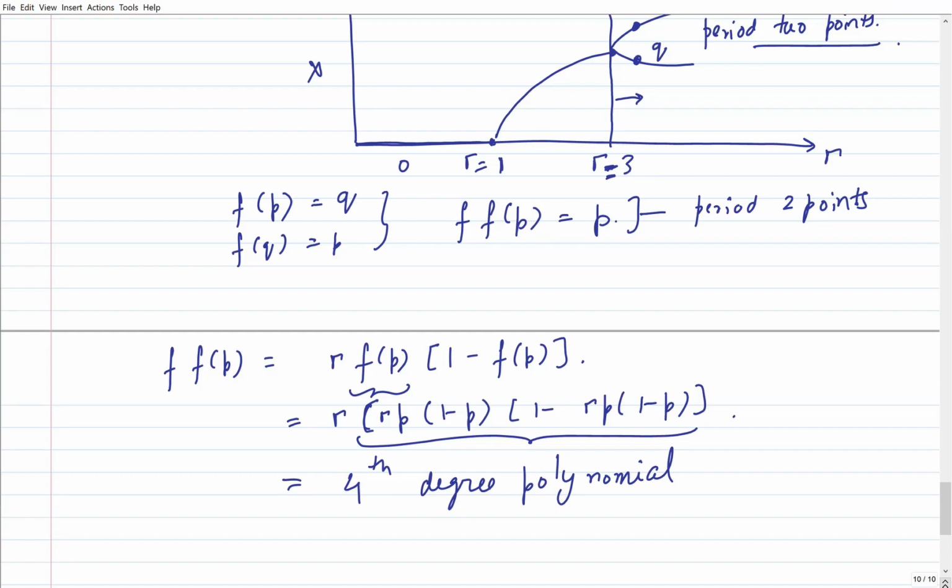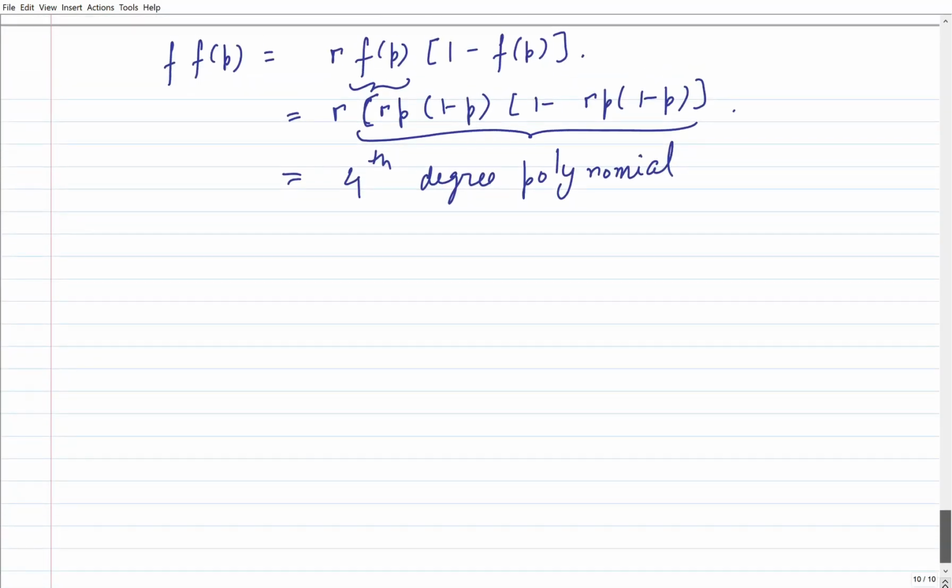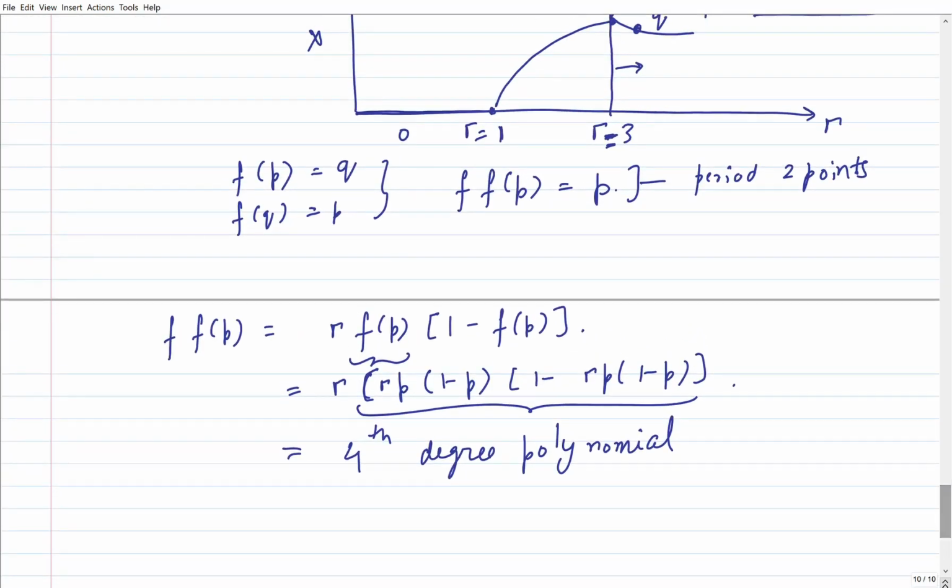Which is in general, I mean, we can solve it, but it becomes more and more complicated. So before explicitly solving it, let's look at what really is happening. So notice that the period 2 points are the fixed points of this particular map, which is the map applied twice.